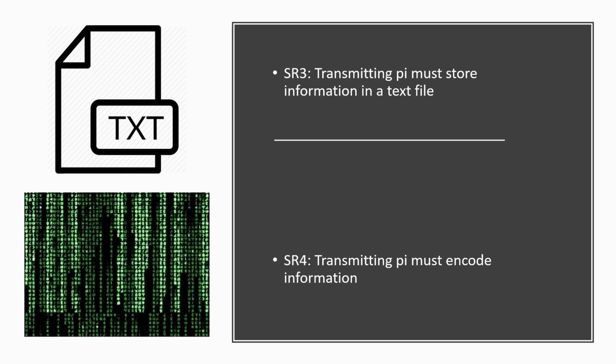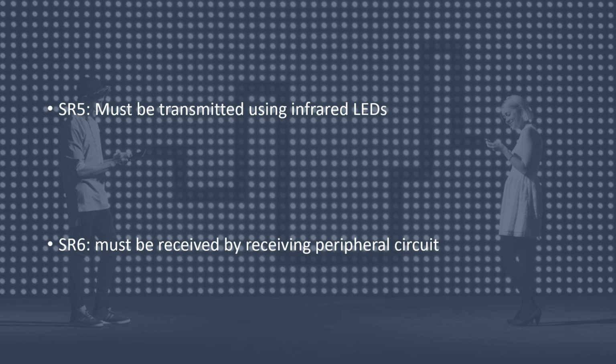System Requirement 4. The transmitting Raspberry Pi must encode the data found in the text file created in System Requirement 3 into a binary comms protocol and send this encoded information to the peripheral circuit on the transmitting side via the GPIO pins. System Requirement 5. The encoded information created by the transmitting Raspberry Pi must be transmitted using the infrared LEDs to the receiving peripheral circuit. System Requirement 6. The encoded information must be received by the receiving peripheral circuit and transferred to the receiving Raspberry Pi via the GPIO pins.